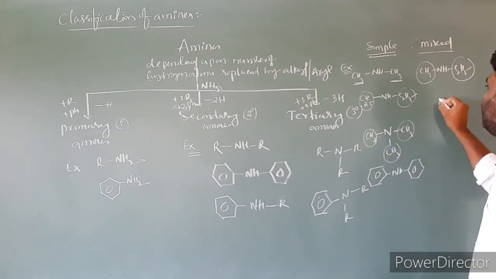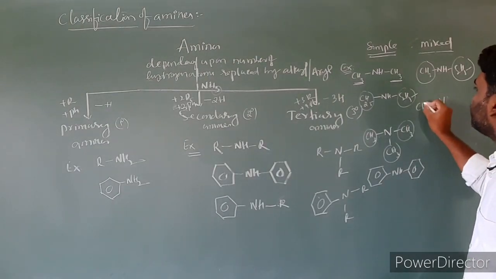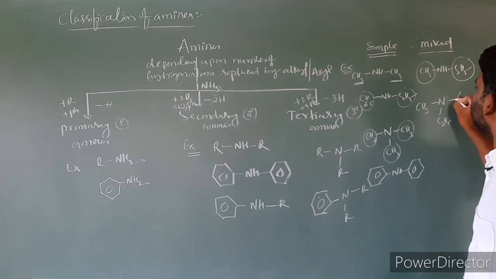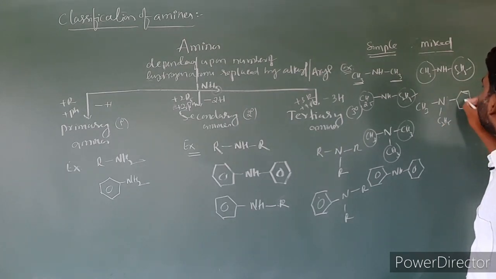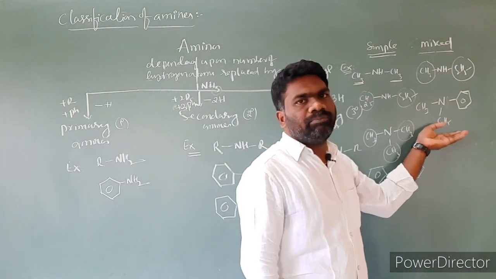Take one more example. I'm taking a tertiary amine, N with CH3, C2H5, and a benzene ring. Imagine this. So these groups are different. This comes under mixed amines.